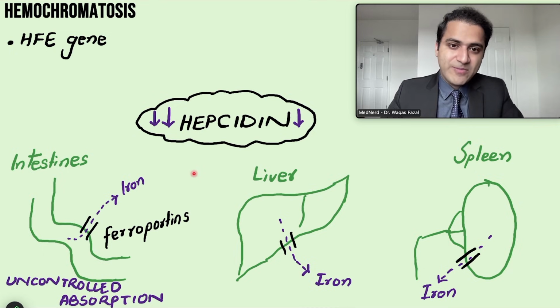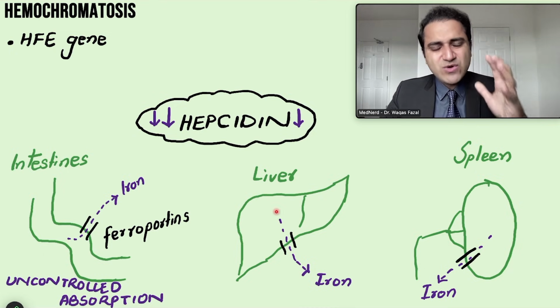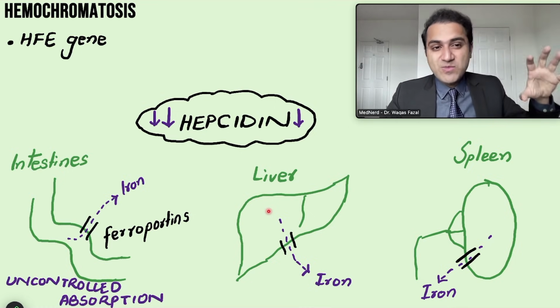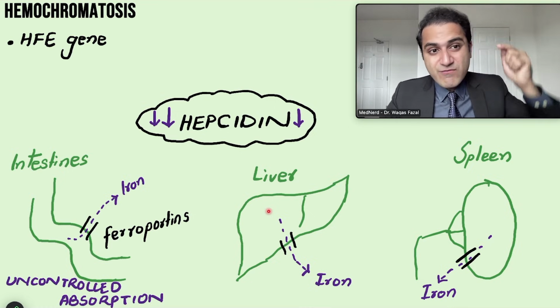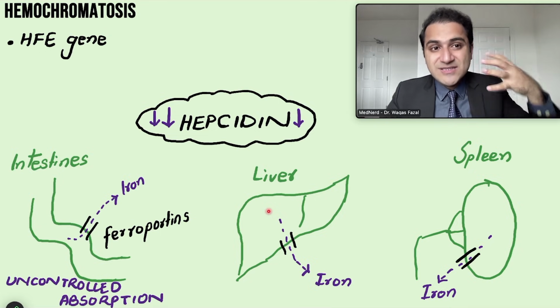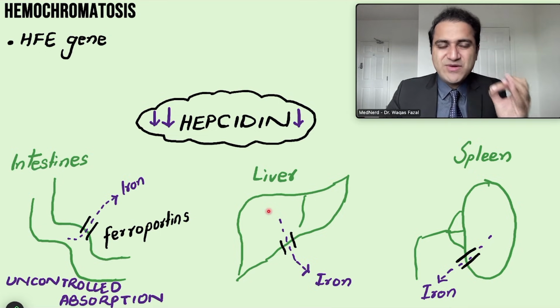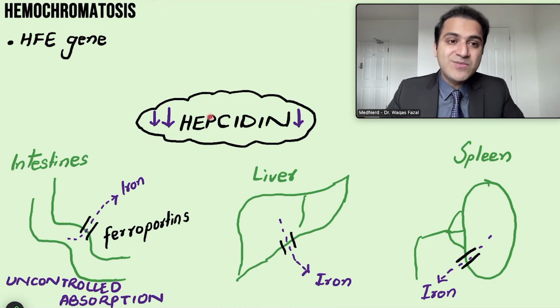stores of iron. These stores are the liver and the spleen. There will be excess iron in the liver, spleen, and everywhere the iron is accumulating, it is causing oxidative damage to that organ. And that is how symptoms of hemochromatosis appear. So the main defect, the main problem lies in the hepcidin. The hepcidin production is reduced in hemochromatosis.